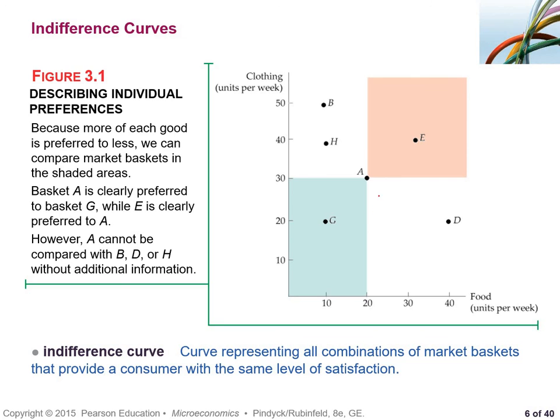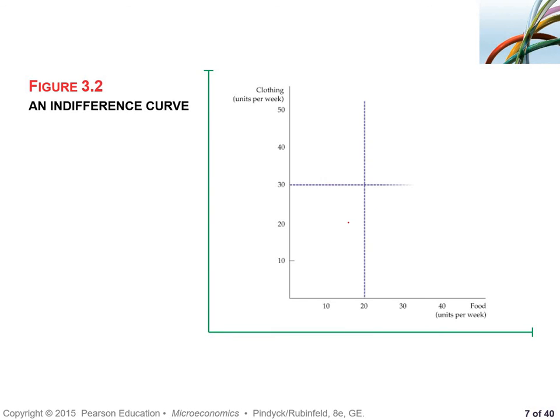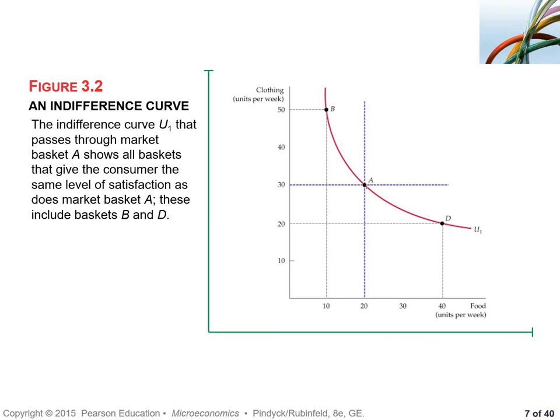So if we join these points, B, A and D, in order to make an indifference curve, okay, this is an indifference curve, which shows that the consumer cannot choose between A, B and D. He is indifferent between all of these points, because every market basket here is giving him equal satisfaction.